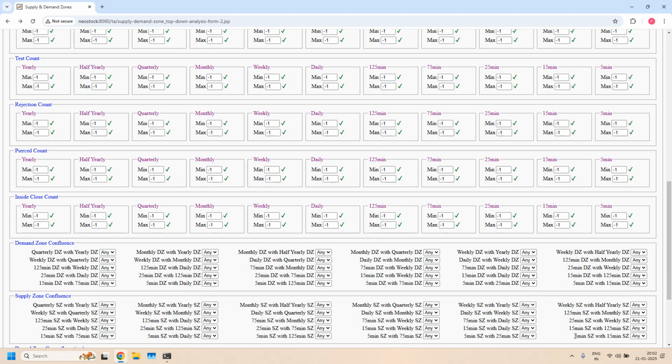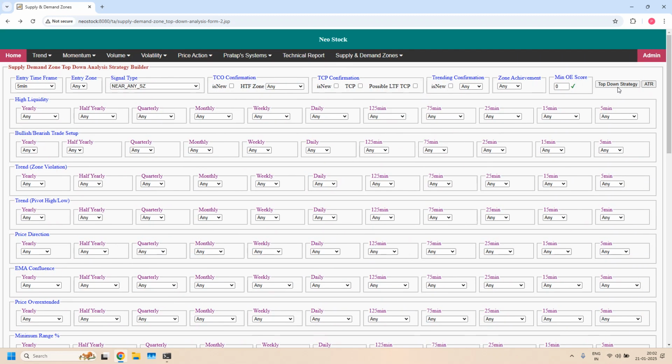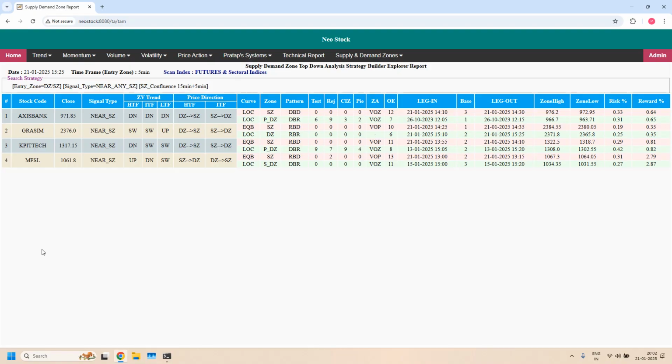That is 5 minute supply zone with 15 minute supply zone confluence filter enabled. 4 stocks. In these 4 supply zones, they are part of the 15 minute supply zones. So this is about stocks near demand and supply zones. We also identified daily and 75 minutes high liquidity zones.